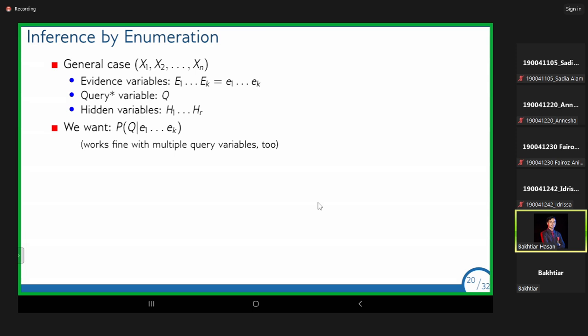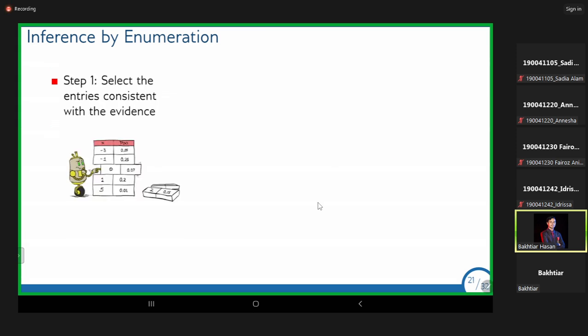So how do we run this algorithm? There are going to be three steps. Step 1, we select the entries that are consistent with our evidence. We have already done this in the small case. We cross out lots of entries, and all that matters are the entries that match our evidence. So if we know that it's raining and it's hot, we cross out everything that is not raining or not hot.